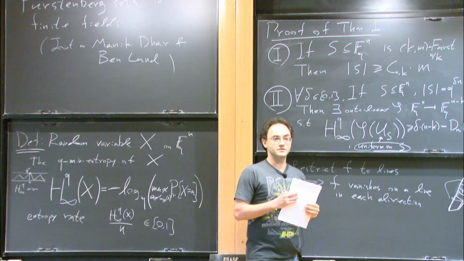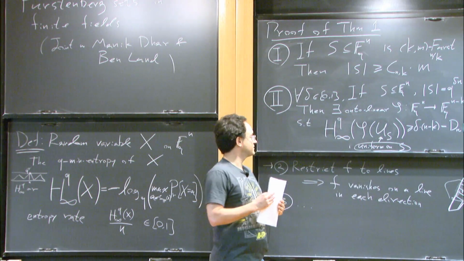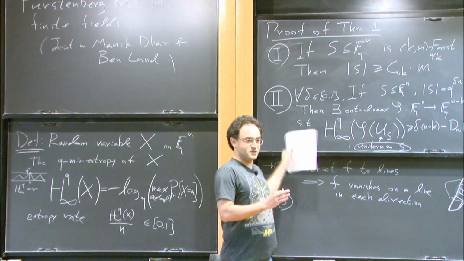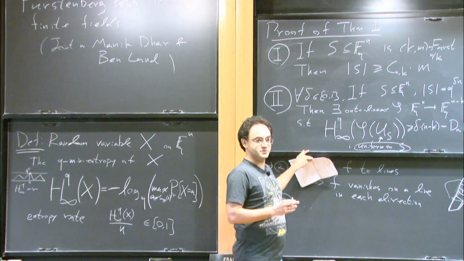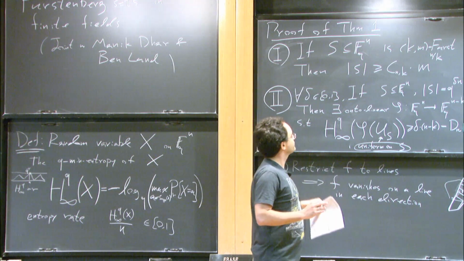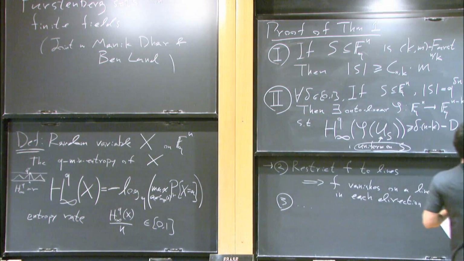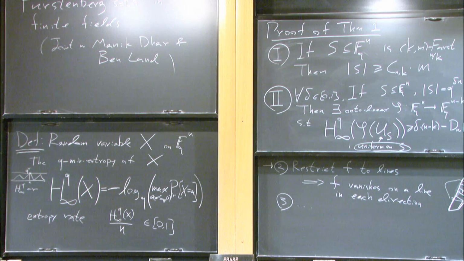Can you say something about how you find such a linear map? Yes. Well, I'll prove it. It's not random. So maybe you see it already, but I claim that these things are equivalent.